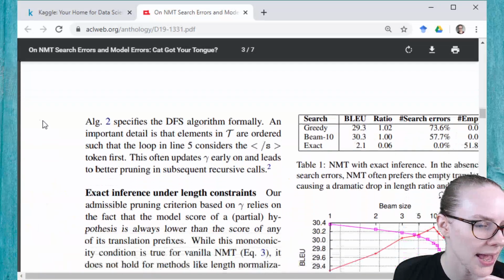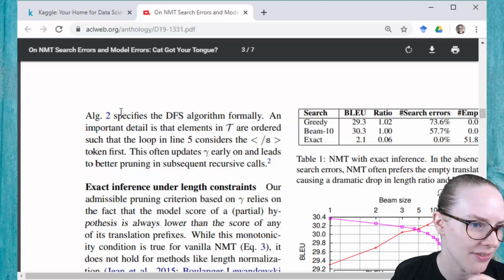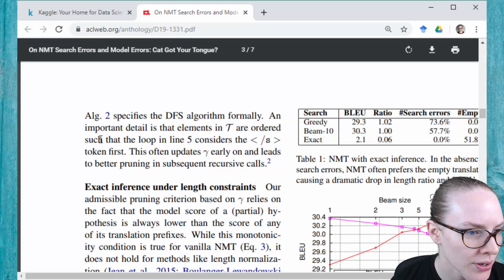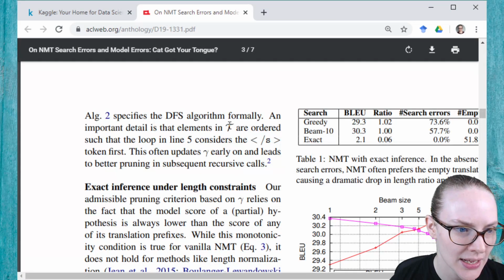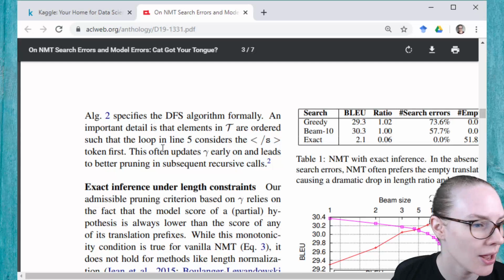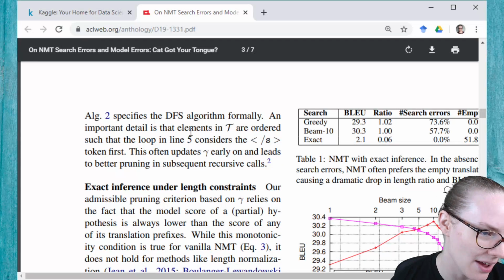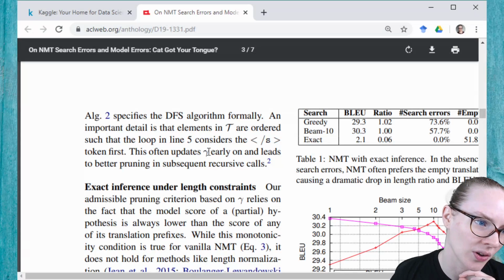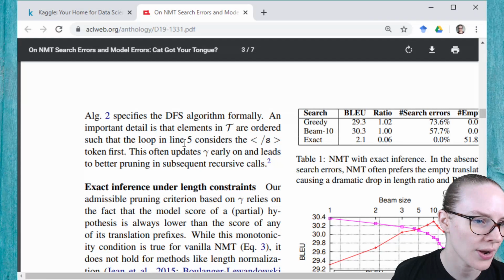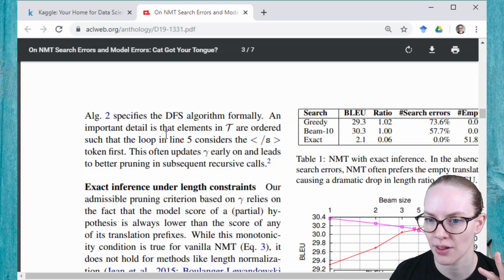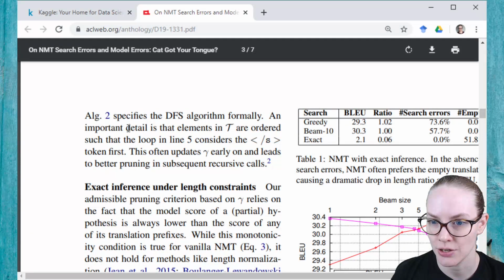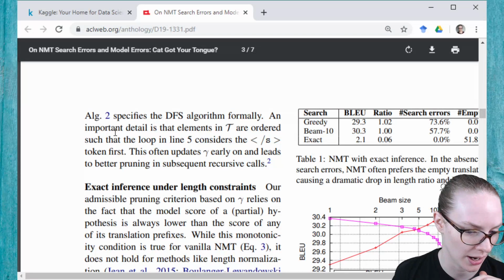All right. Algorithm 2 specifies the DFS algorithm formally. Depth first search is what DFS is. An important detail is that elements in T, the set of all possible translations, are ordered such that the loop in line 5 considers the end of sentence token first. This often updates gamma early on and leads to better pruning in subsequent recursive calls. Okay, so when searching, the first thing you ask is, are we done yet? And if you are, then you stop and don't continue to look at that particular branch.